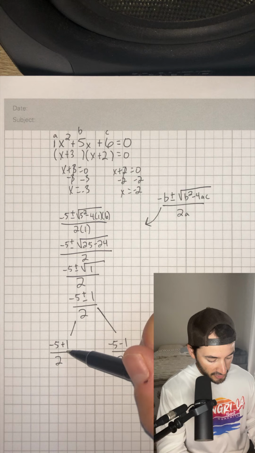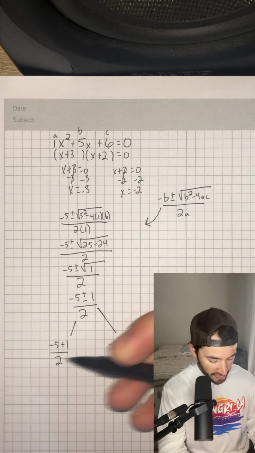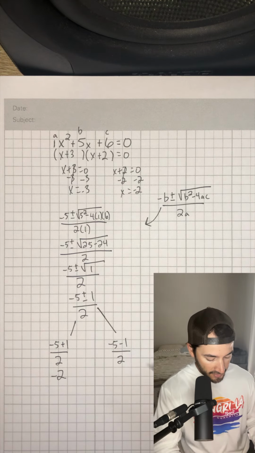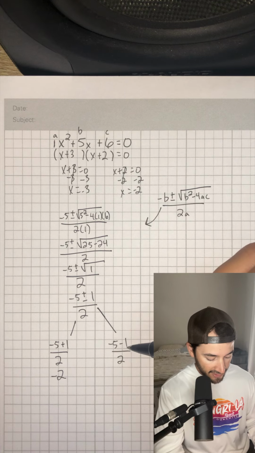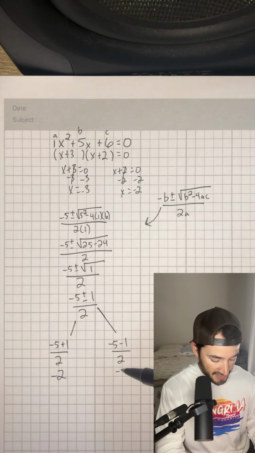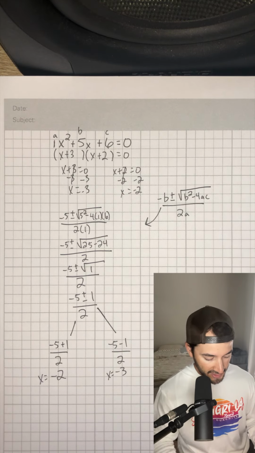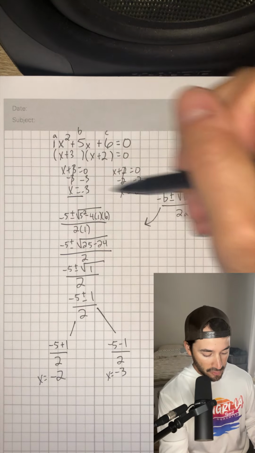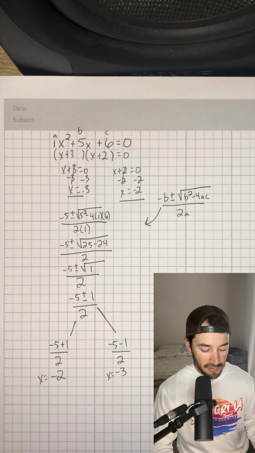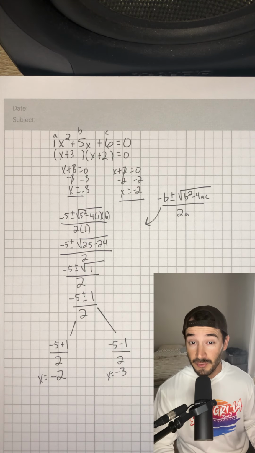So negative 5 plus 1 is negative 4 over 2, which is negative 2, and negative 5 minus 1 is negative 6 over 2, which is negative 3. So we have x equals negative 2, x equals negative 3, which matches both of our answers up here. So it's very important that you know how to do both of those ways.